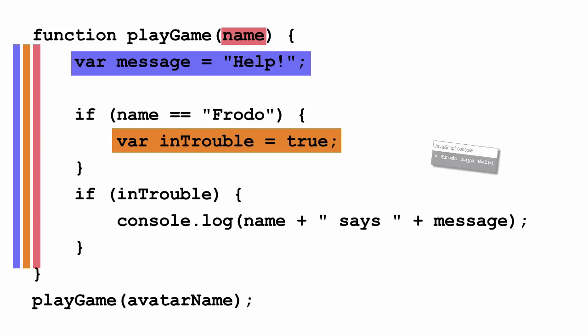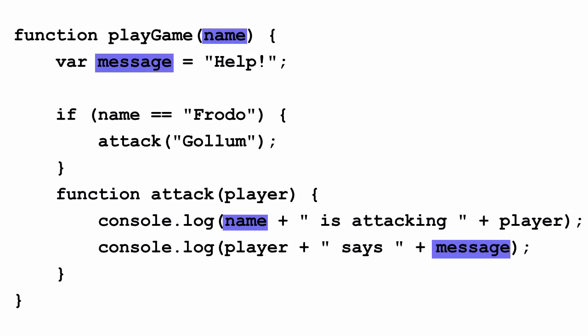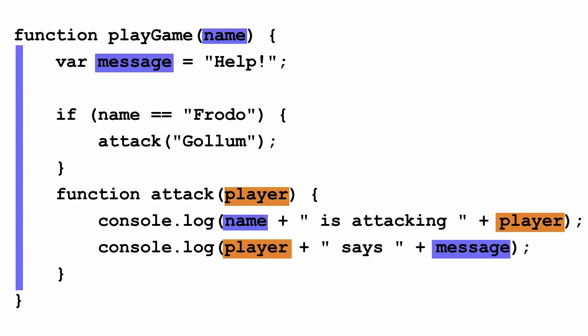We said that functions create local scope, and this applies to functions that are nested within other functions as well. In this example, we've got a function attack that's nested within the function playGame. The variables name and message are defined in playGame, and so their scope is local to the playGame function, which means that they're visible in the entire playGame function, including within the nested function attack. The variable player, however, is defined in the attack function, so its scope is local and limited to just that function. That means player is not visible outside the attack function.